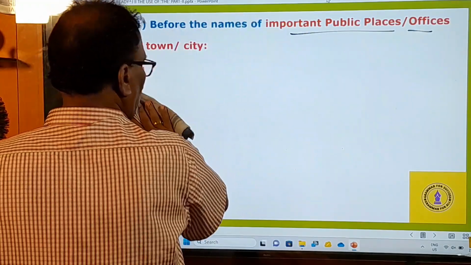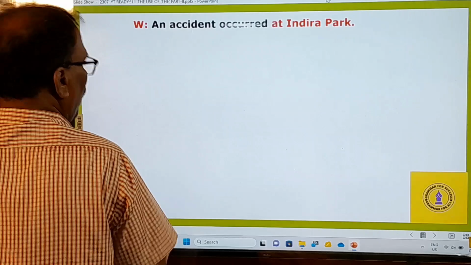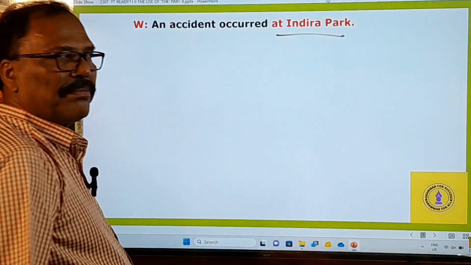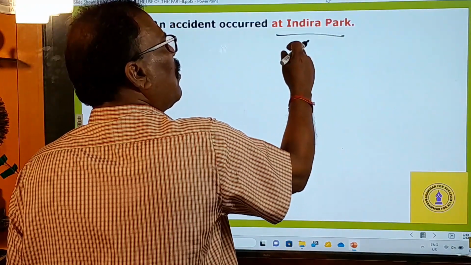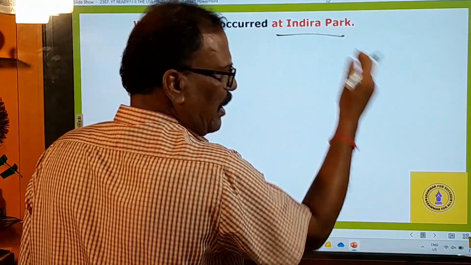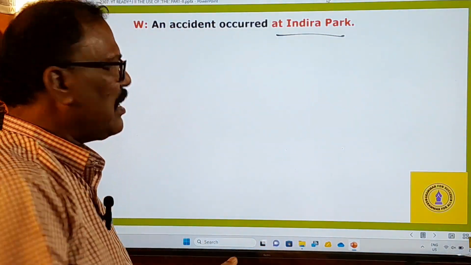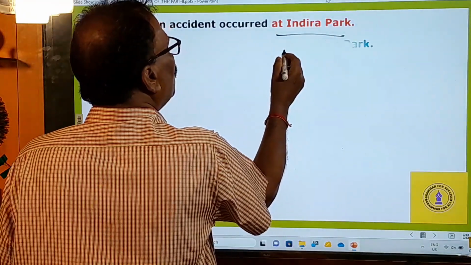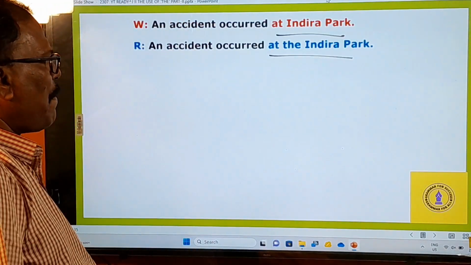Okay, in a town or city, right? An accident occurred at Indira Park. Indira Park is an important public place where people go both in the morning and in the evening to relax and for exercise, for walking, for running. So it's an important place. So what should you do? You must say, an accident occurred at the Indira Park.